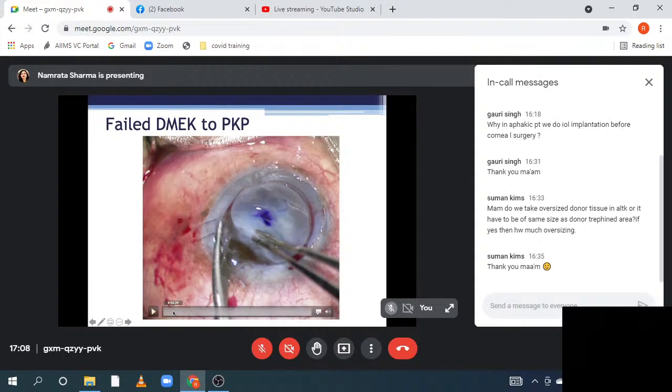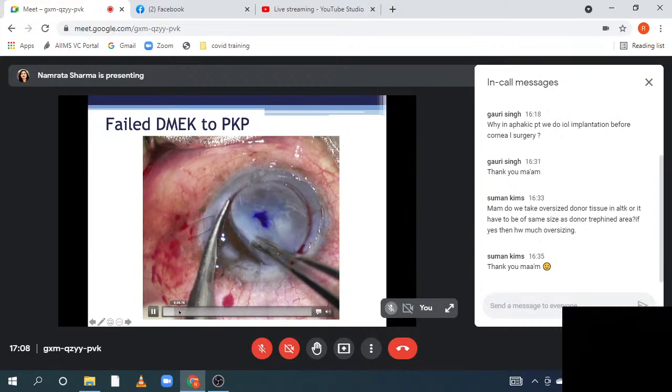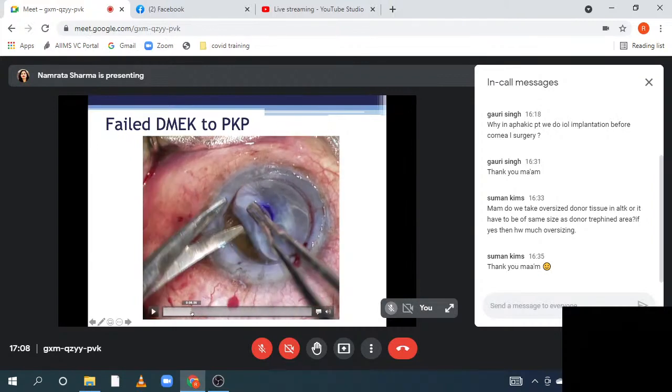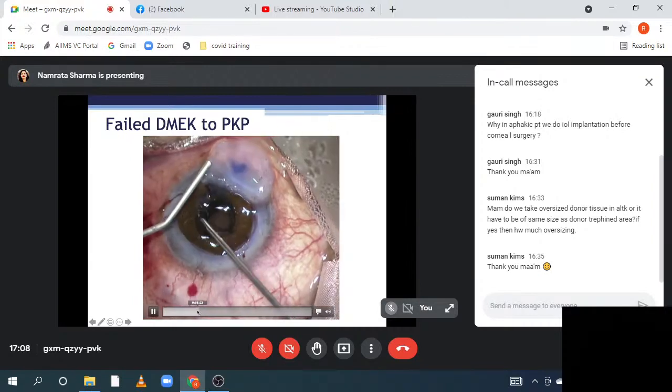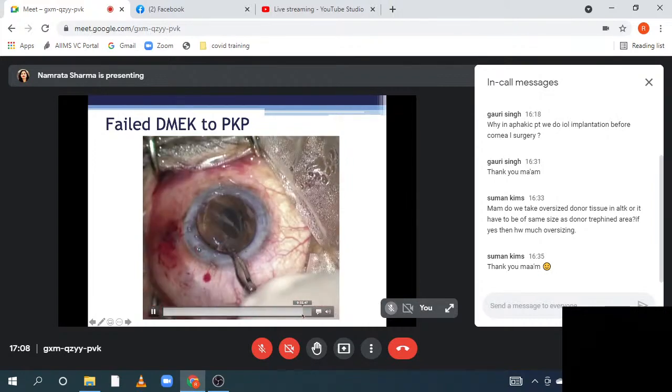And of course, if all else fails, then you have no option, such as this failed DSEK due to infection, for which we had to do a full thickness penetrating keratoplasty.